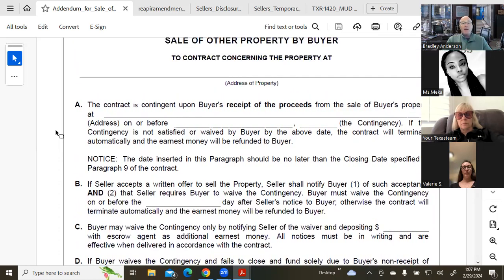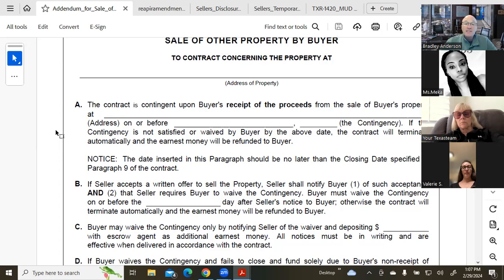So in paragraph A, it says this contract, meaning the 1 to 4, is contingent upon buyer's receipt of the proceeds. They got to have the money from the sale of buyer's property at whatever address that is, on or before whatever date it is scheduled to close. So this is going to be forever known as the contingency.